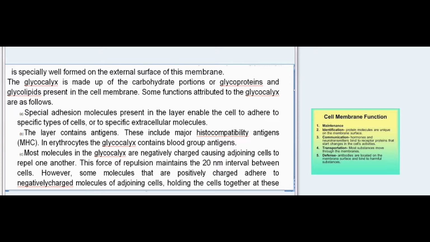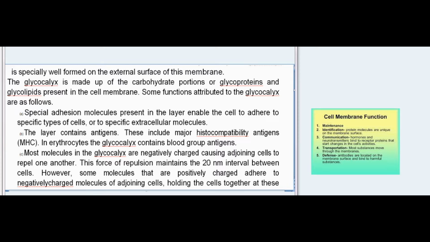Some functions attributed to the glycocalyx are as follows. A. Special adhesion molecules present in the layer enable the cell to adhere to specific types of cells, or to specific extracellular molecules. B. The layer contains antigens. These include major histocompatibility antigens, MHC. In erythrocytes the glycocalyx contains blood group antigens.